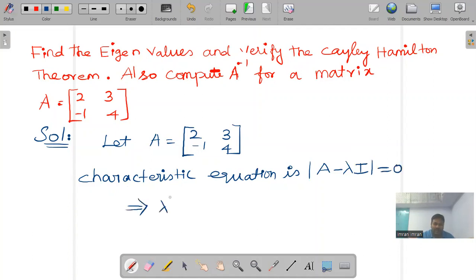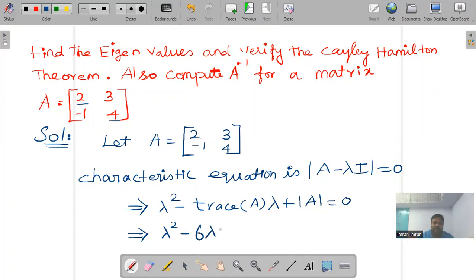This implies lambda square minus trace of A into lambda plus determinant of A equal to 0. Trace of A is nothing but adding the diagonal elements 2 and 4. So 2 plus 4 is 6 lambda plus determinant of A. The determinant of A is 2 4s are 8 minus of minus 3, so 8 plus 3 is 11.